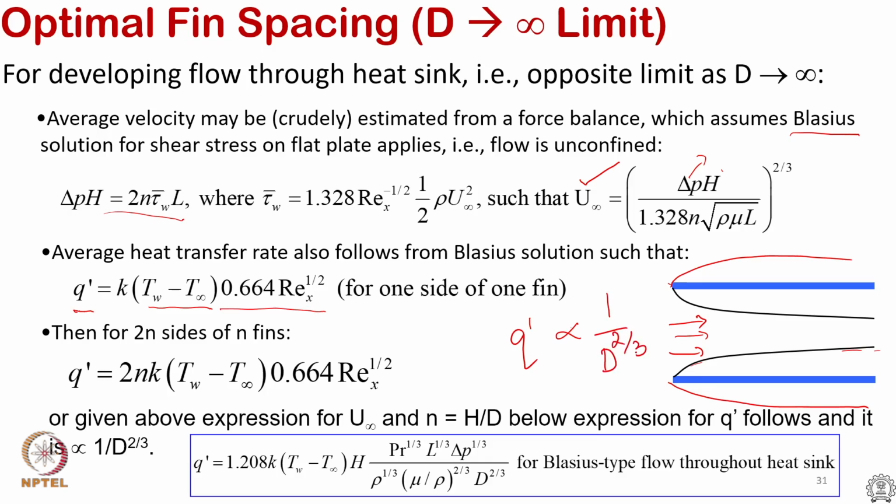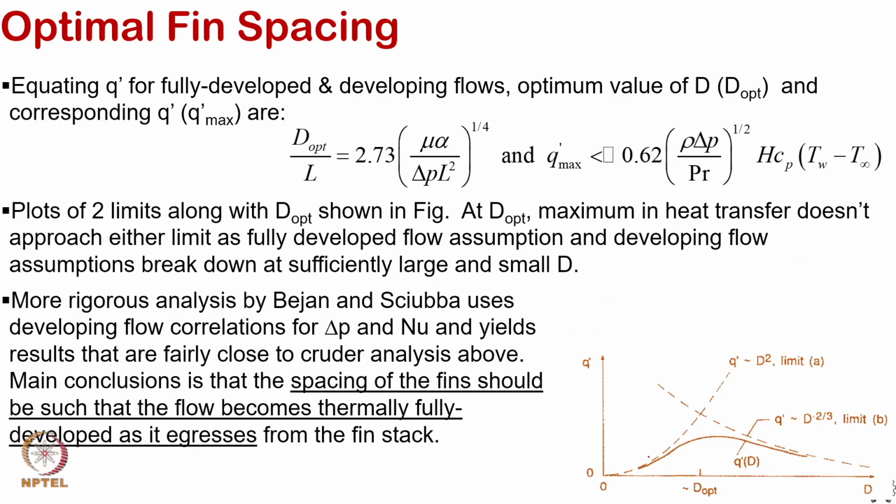As you can see, these two limits give us an opposing trend as we observed in the natural convection cooling, and if we go ahead and plot that, this is our q proportional to d square limit, that is as you increase the d, q increases. On the other extreme, which is the isolated plate, as you increase the d you get a decrease in heat transfer. Where they meet is roughly where the optimum spacing is.